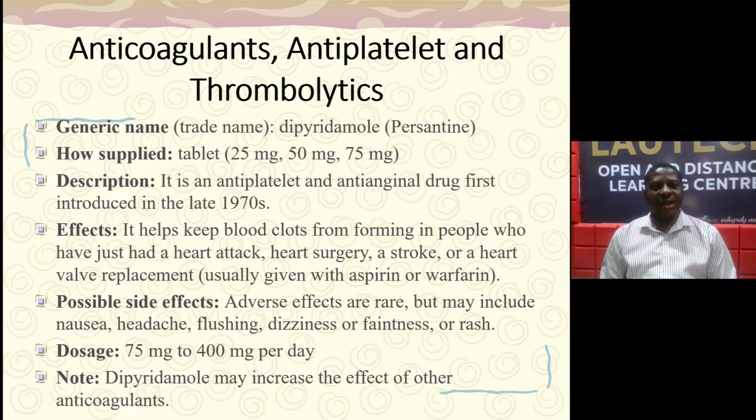So then another anticoagulant is dipyridamole, that is persantine. This is being supplied in tablet, in dosage form of 25 milligram, 50 milligram, 75 milligram. It is an antiplatelet and anti-angina drug, first introduced in the late 1970s.